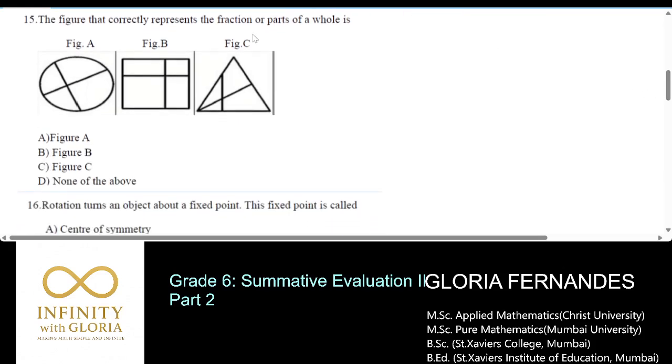Next is, the figure that correctly represents the fraction or parts of a whole is. Now see here, none of the figures has the exact parts. Circle, but they have not divided it exactly into parts so that I can compare. Even here and even here. So none of the above. If it had exactly a circle like this, then I could say that this represents the part. But I cannot compare since they have not been equally divided.